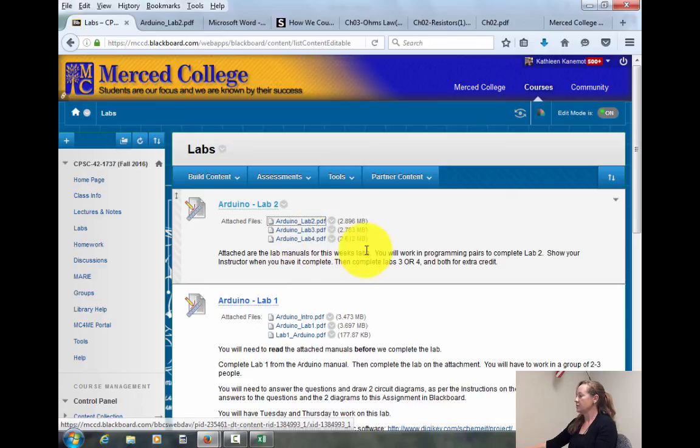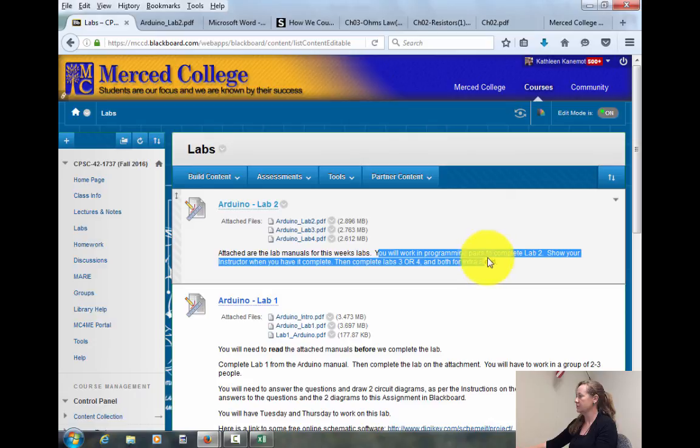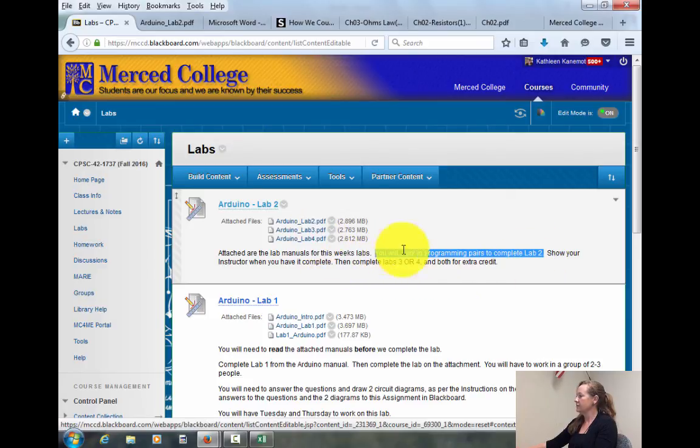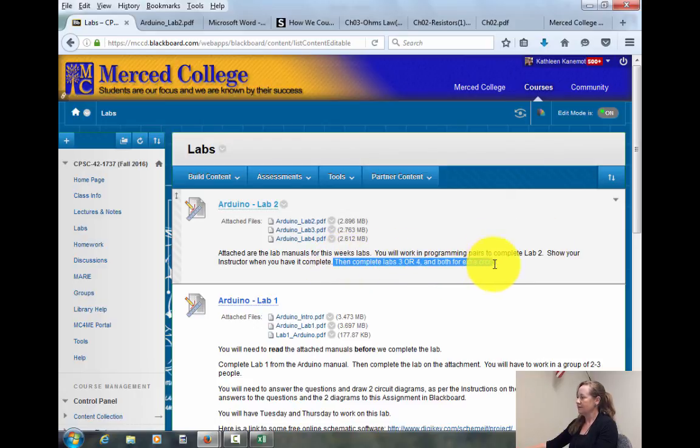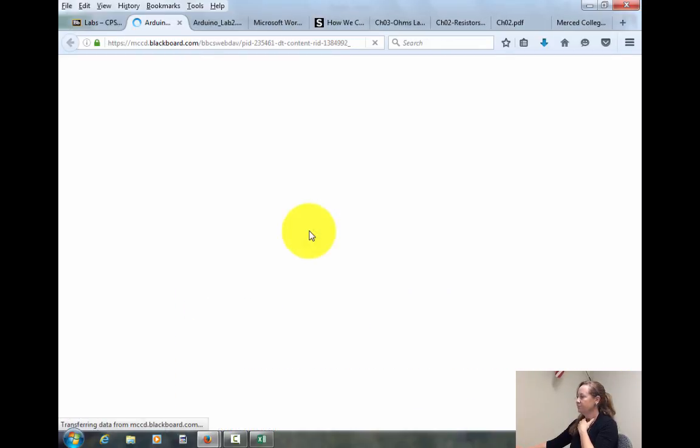You can work in programming pairs, with a partner or two. Just make sure you're helping and doing some of the building of the circuit, and switch off who's building the circuit. Complete Lab 2, and then you have your choice of completing Lab 3 or 4, and you can complete both of them for extra credit. We'll do 2 after these.